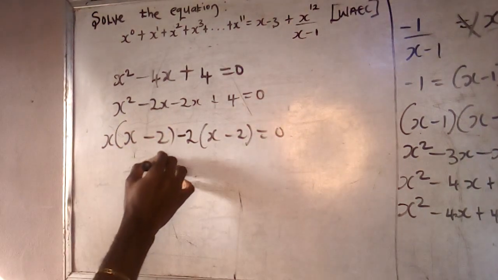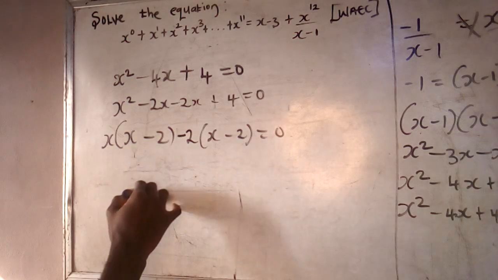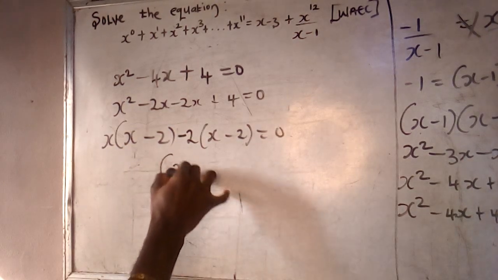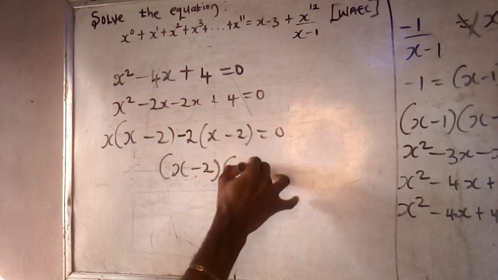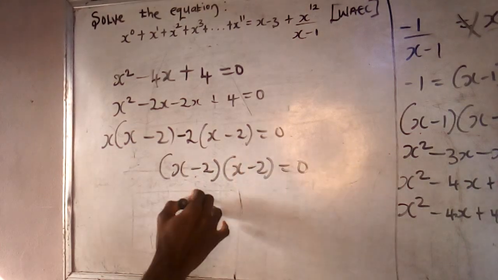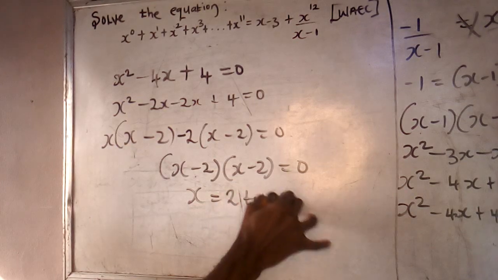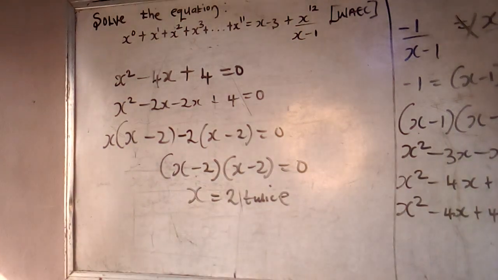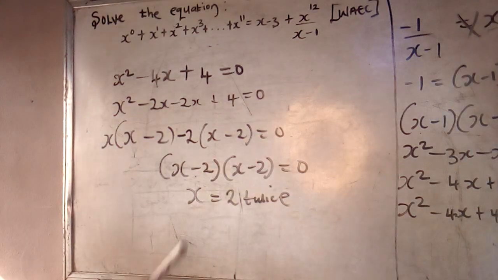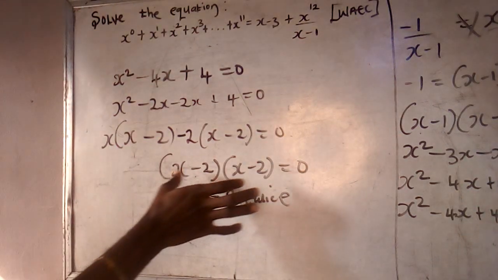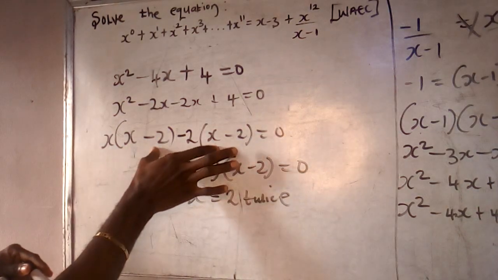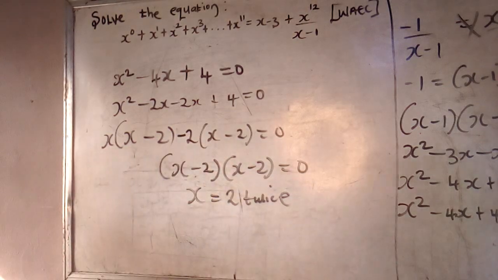So that means that since these are the same, we can conclude that we have x minus 2 into x minus 2 is equal to 0. So that means that x is equal to 2 twice. x is equal to 2 and x is equal to 2. Remember that what we did here, since these are the same, you pick one and you pick the outside number.